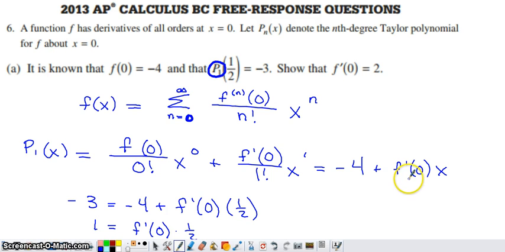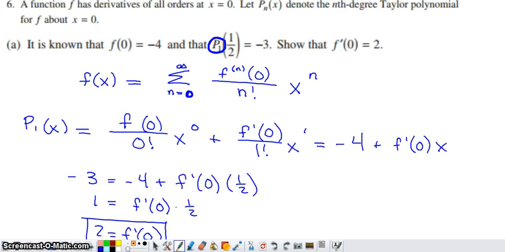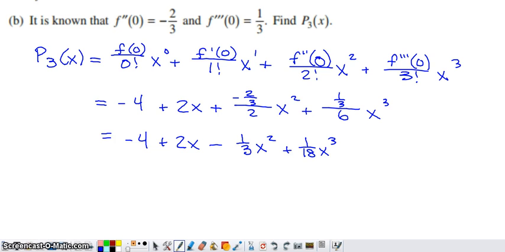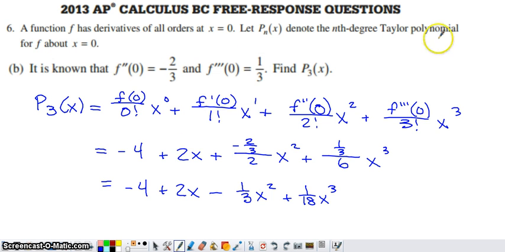Well, what we know is that when we put 1/2 into this first degree Taylor polynomial, we get an answer of -3. So I put my answer of -3 here. I put 1/2 in place of the only x in this Taylor polynomial, and then it was a matter of solving that for f prime of 0. And if you add the 4 and then multiply by 2, you do show that f prime of 0 has to equal 2. In part B, it's pretty similar.